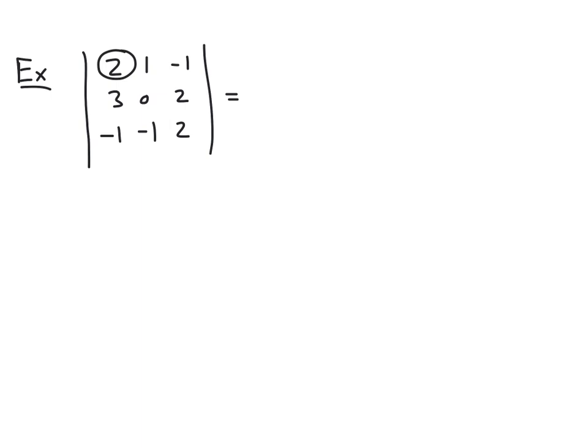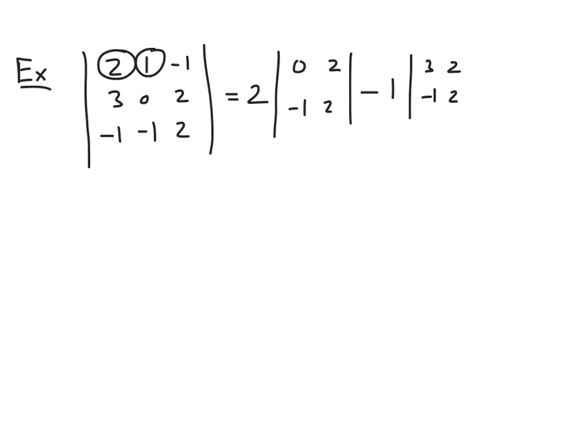We have the top left corner, there is a 2. And I want to multiply it by the determinant I get by removing the first column and first row, which would be 0, 2, -1, 2. The next term I know I'm going to subtract, and this is going to be the term with 1. So it's going to be -1 times the determinant I get by removing the top row and the middle column. So if I do that, I have 3, 2, -1, and 2 left.